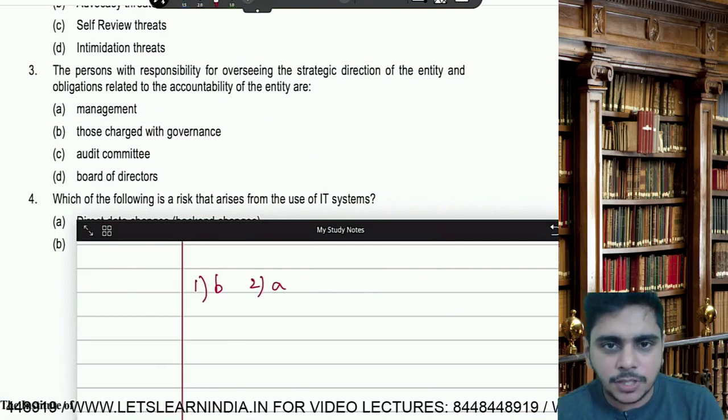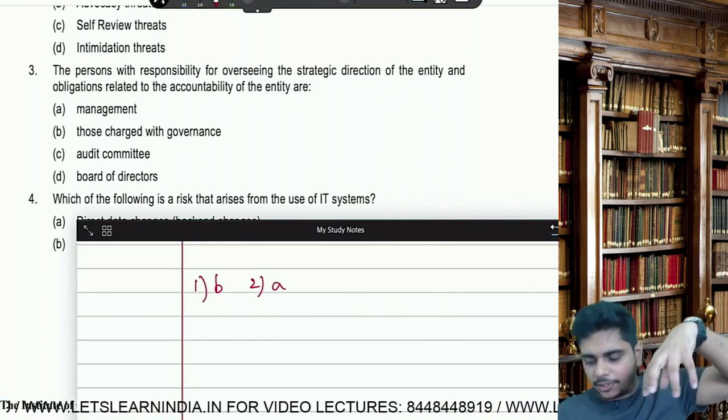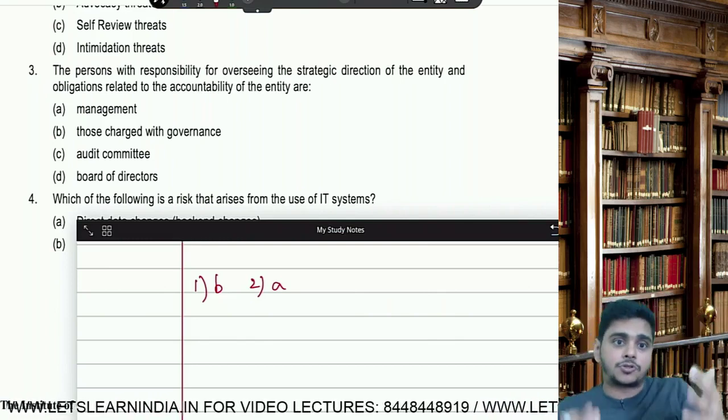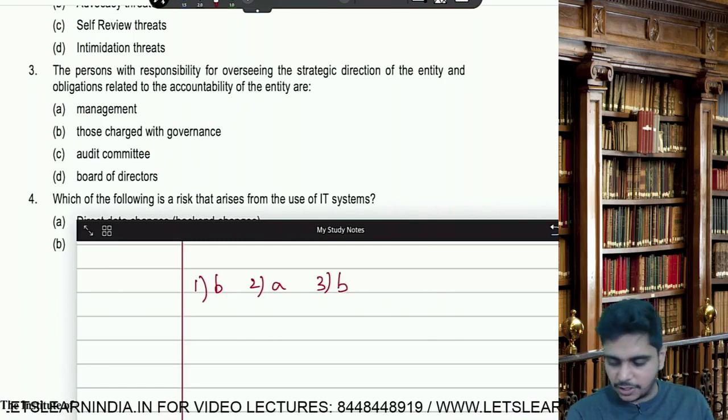The persons with responsibility for overseeing the strategic direction of the entity and obligation related to accountability. Topmost people. Who are those topmost people in auditing language? So those charged with governance.